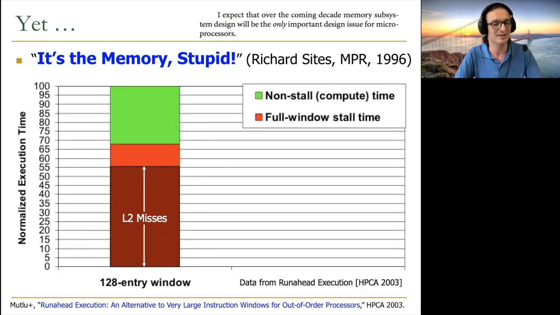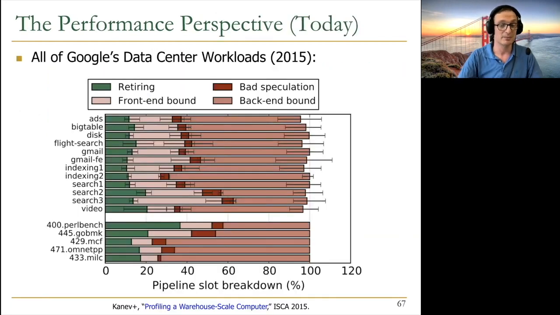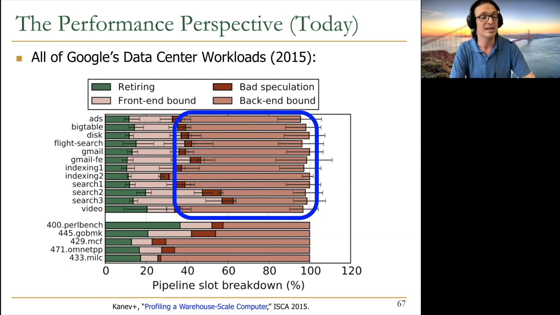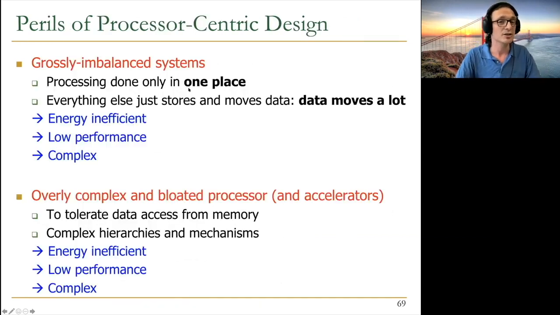You've seen this slide multiple times in run-ahead execution also, right? In prefetching. Most of the time, the processor is waiting for memory. You've seen this slide from a Google paper where they analyzed all of their data center workloads, and they basically say the same thing. Most of the time, the processor is waiting for memory. It's not just waiting for memory, it's accessing memory, it's moving data from memory, it's wasting energy also. Because we have this fundamental choice in the designs that we have in systems today, everything is processor-centric. As a result, we have grossly imbalanced systems. Processing isn't done in only one place, everything else moves and stores data. This is energy inefficient, low performance, and complex. As a result, we have an overly complex and bloated processor and system overall, as we have seen in the memory hierarchy. And this is energy inefficient, low performance, and complex as well.